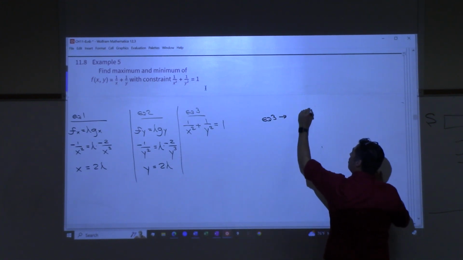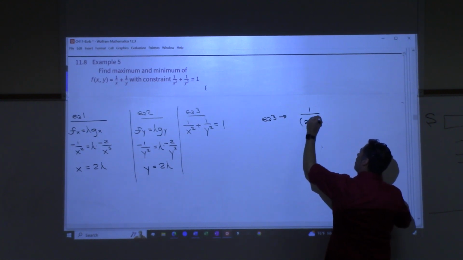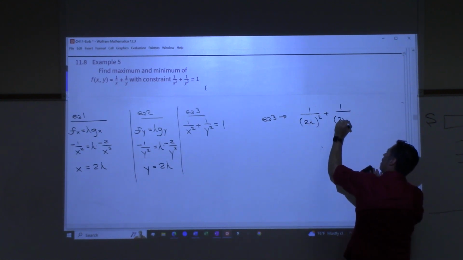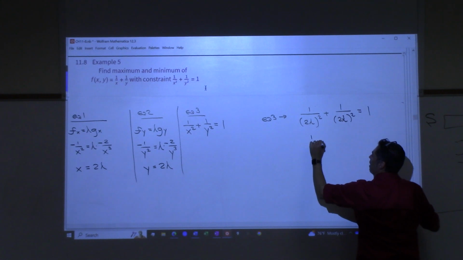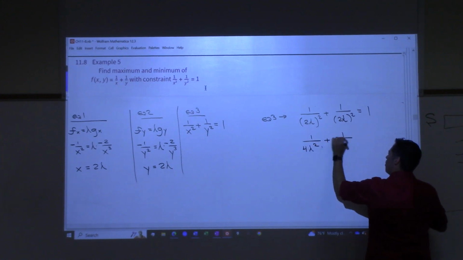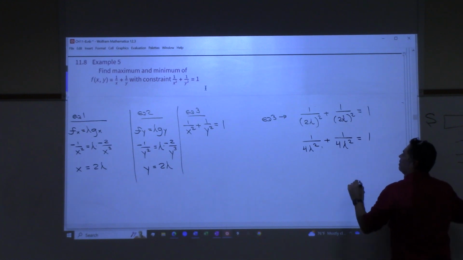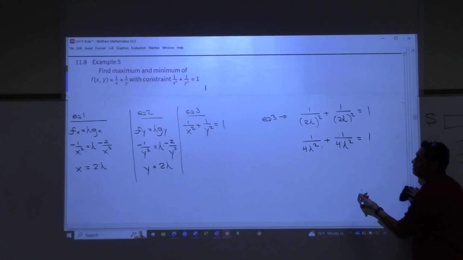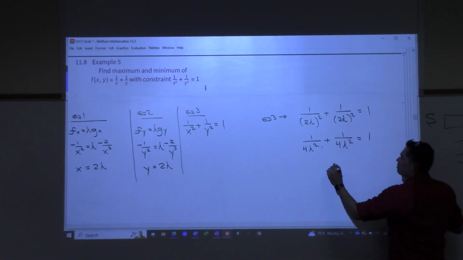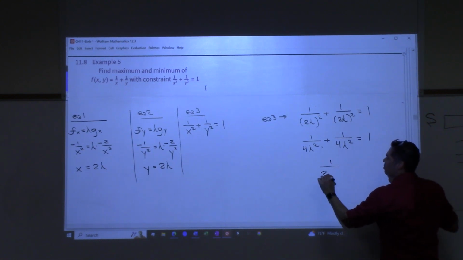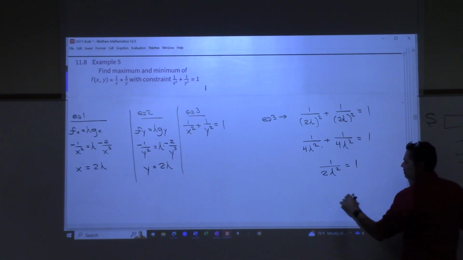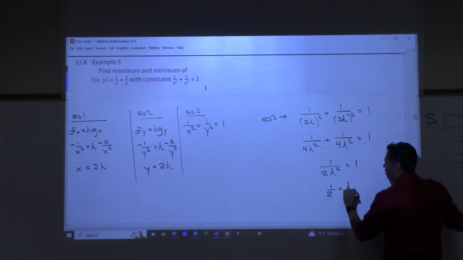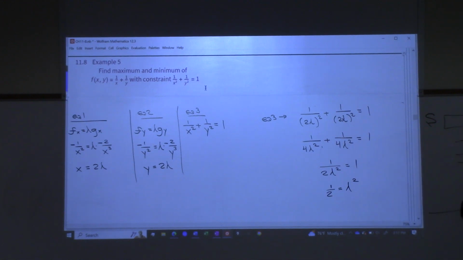Equation 3 now becomes 1 over 2 lambda, that squared, plus 1 over 2 lambda, that squared, must equal 1. And now square everything. 1 over 4 lambda squared plus 1 over 4 lambda squared must equal 1. Those already have a common denominator, so put them together, I get 2 of those over 4. So 1 over 2 lambda squared equals 1. I just reduced the fraction. And then 1/2 equals lambda squared, multiplying both sides by lambda squared, and then take the square root on both sides.